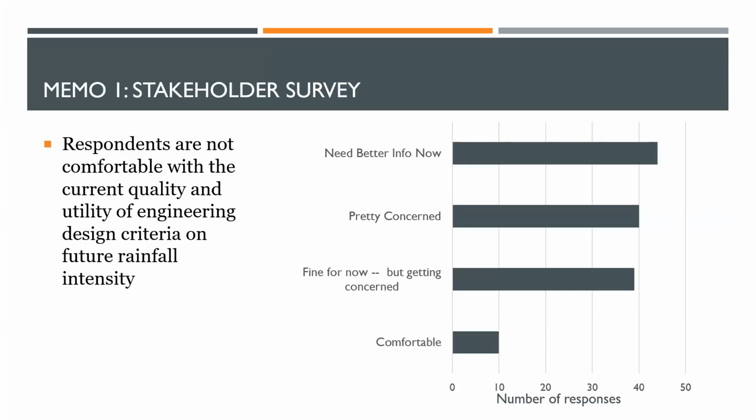So just to back that up, this was one of the questions about the utility of the current engineering design criteria. If you look at the number of responses, only 10 of our almost 200 respondents felt comfortable at this point in time with the current quality and utility of the engineering design criteria to deal with that future precipitation. The majority of folks felt that it was not just important, but urgent that we get that information now.